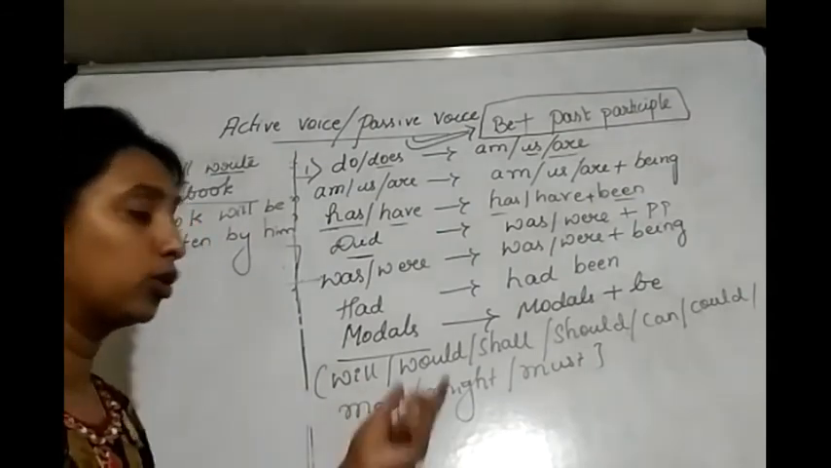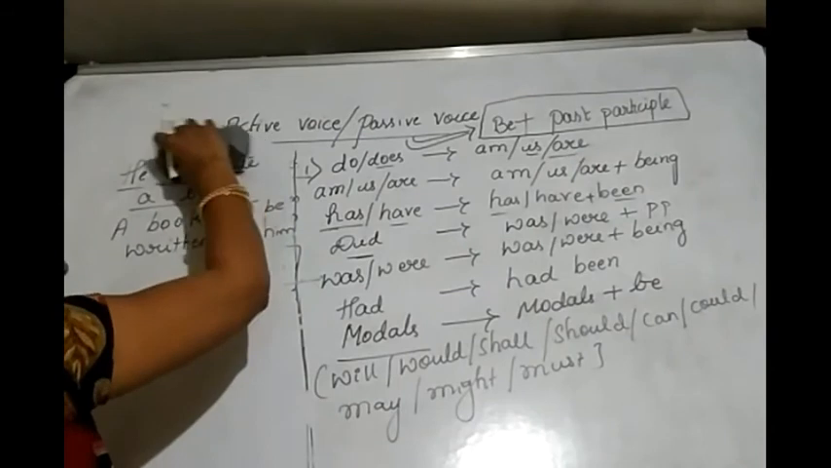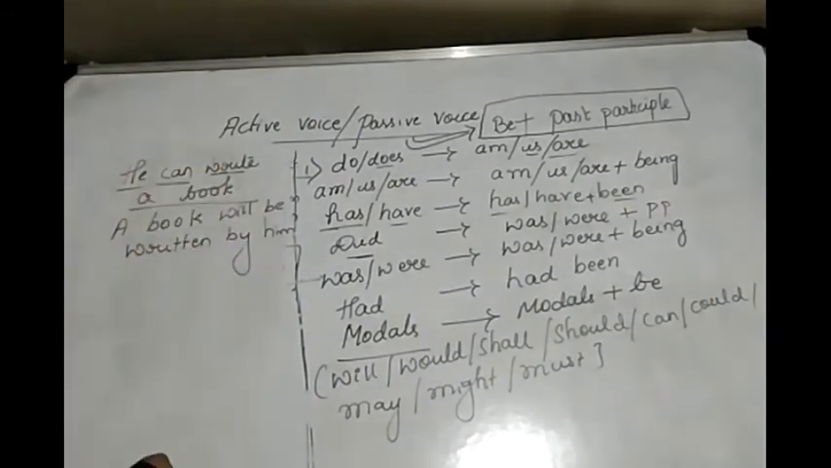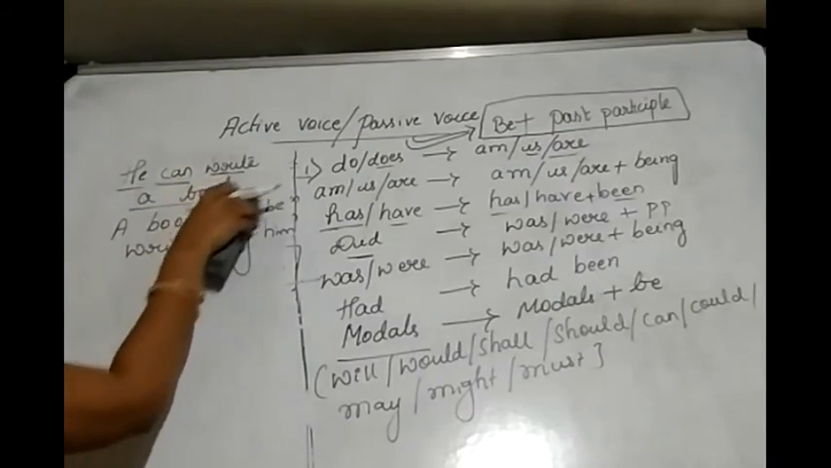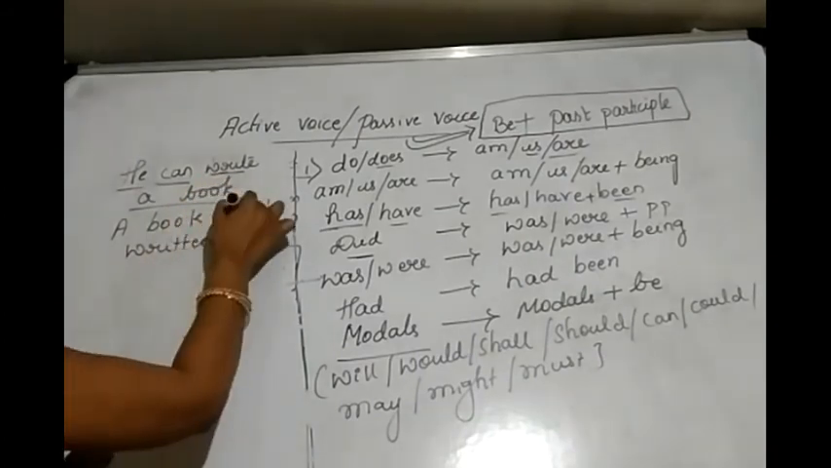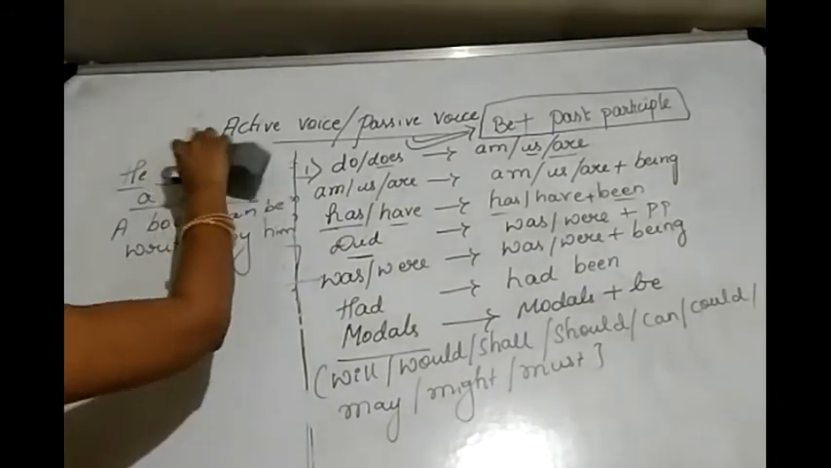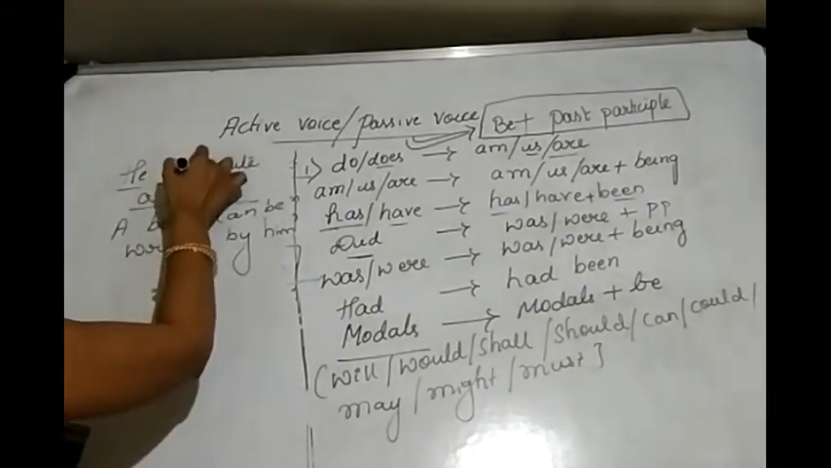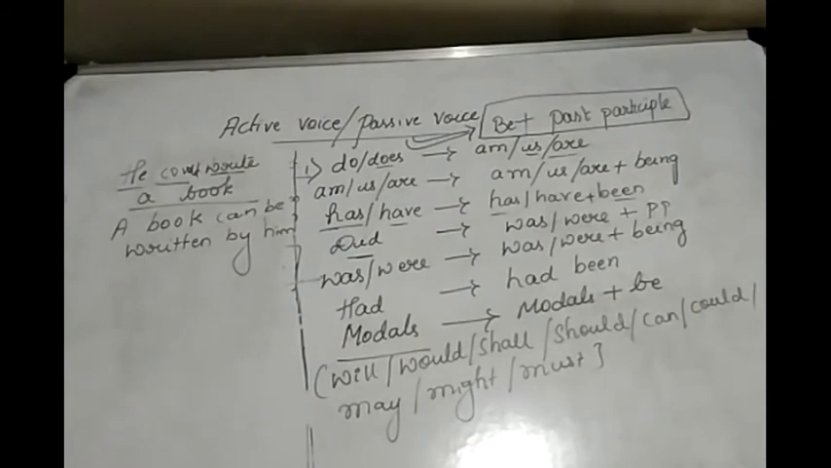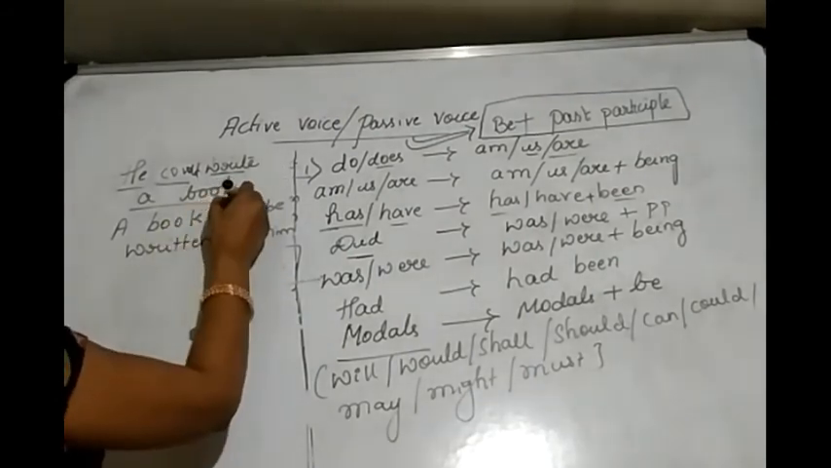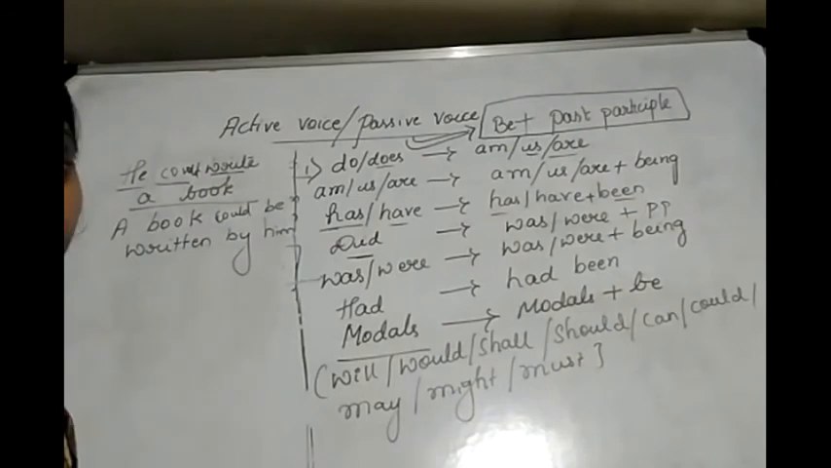It's very easy to use the modals. I'll just go for can now. He can write a book. So how can we change this? A book can be written by him. If I take could, he could write a book. So what does it become? A book could be written by him.